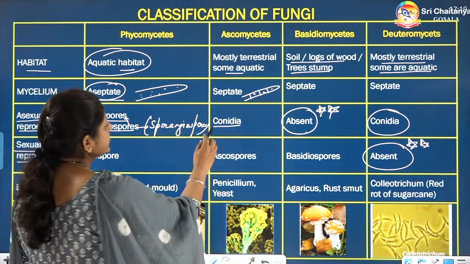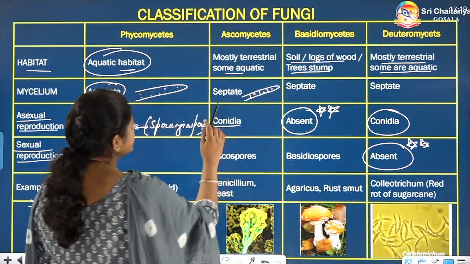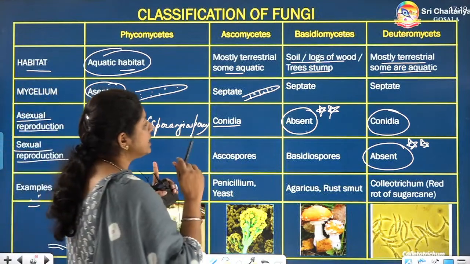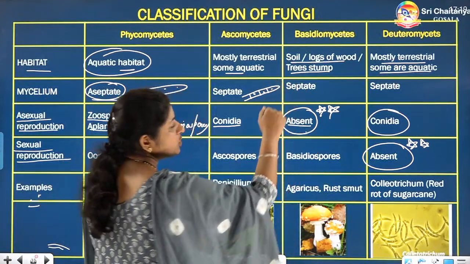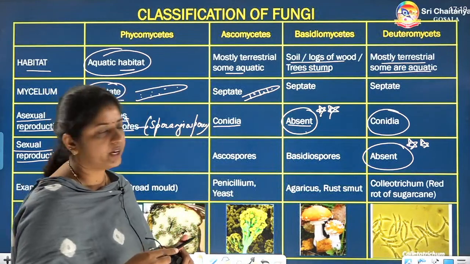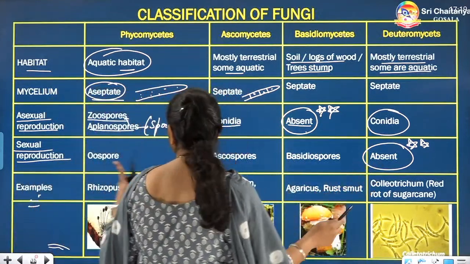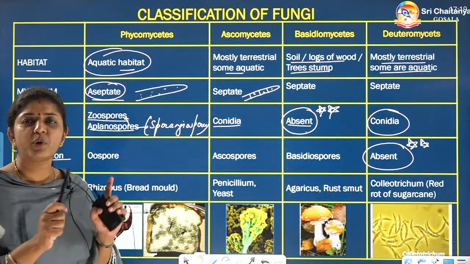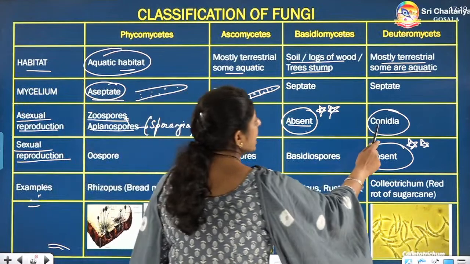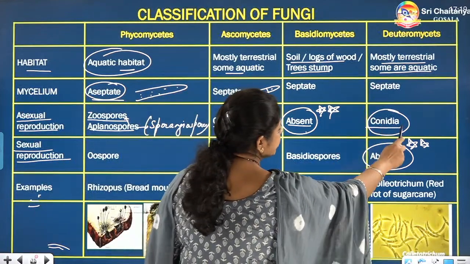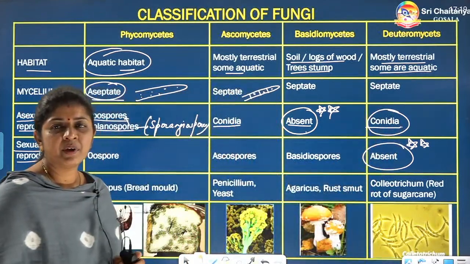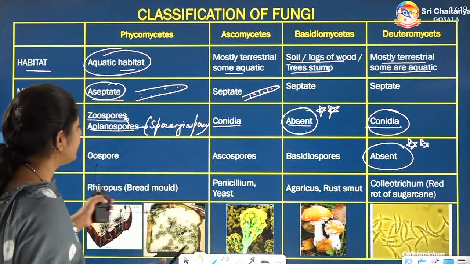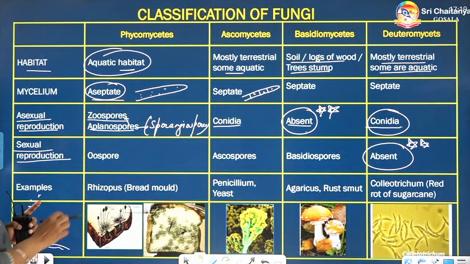Now coming to next, conidia will be the main means of asexual reproduction of Ascomycetes, but asexual reproduction is absent in case of Basidiomycetes. This is very important. And sexual means of reproduction is absent in case of Deuteromycetes. These 2 points are very important. And how is this Deuteromycetes then reproducing? By conidia. And fragmentation is common in all the groups. Clear?